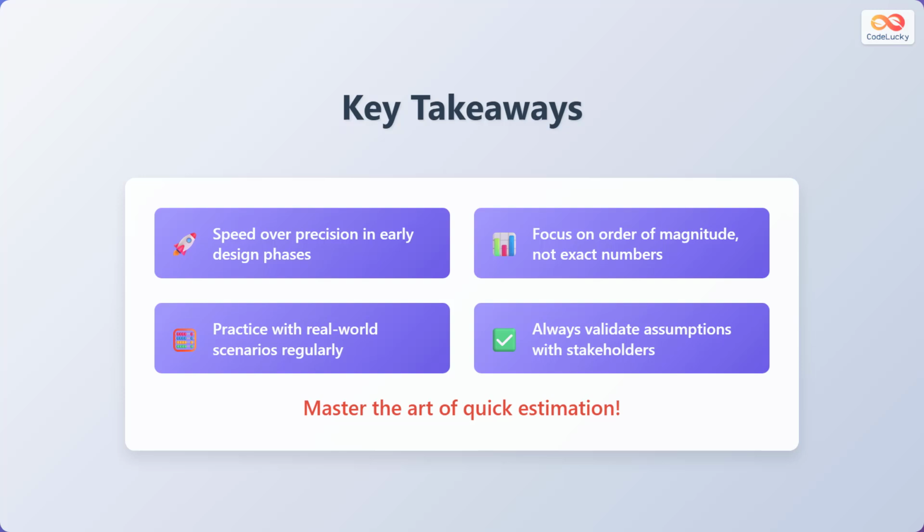Here are some key takeaways to remember about back-of-the-envelope calculations. In the early design phases, speed is more important than precision. Focus on the order of magnitude, not exact numbers. Practice with real-world scenarios regularly to improve your estimation skills. And always validate your assumptions with stakeholders to ensure that your estimations are reasonable. Master the art of quick estimation, and it will greatly benefit your system design process.